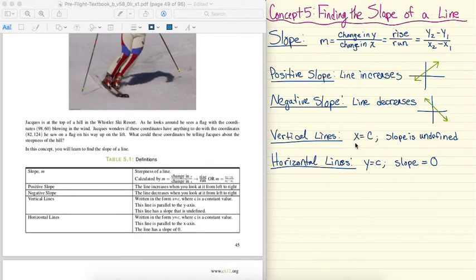Vertical lines, like we've talked about in past concepts, are the lines x equals c, where c is a constant number. Vertical lines do not have a slope. Their slope is undefined because they're just straight up and down. Horizontal lines, written with the equation of y equals c, do have a slope. They're completely flat, so their slope is equal to a value of 0.